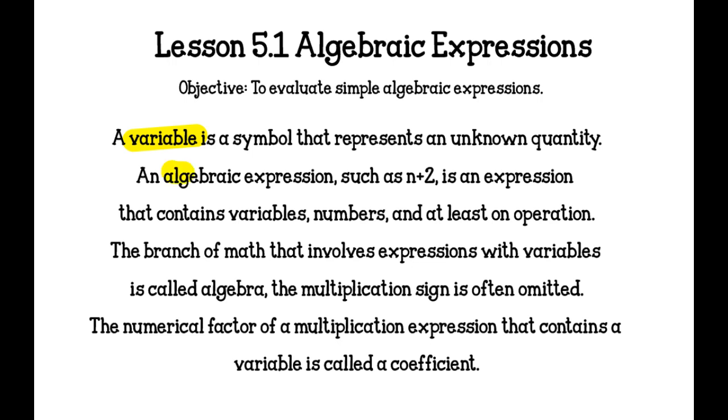An algebraic expression, such as n plus 2, is an expression that contains variables, numbers, and at least one operation. And yes, that's a typo. I have "on" written. It's supposed to be "one operation." The branch of math that involves expressions with variables is called algebra.